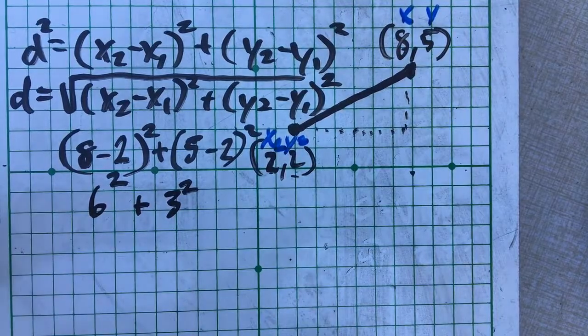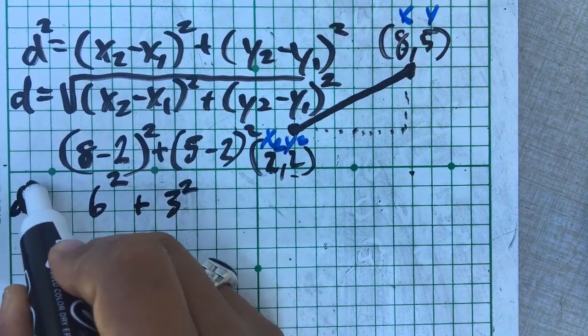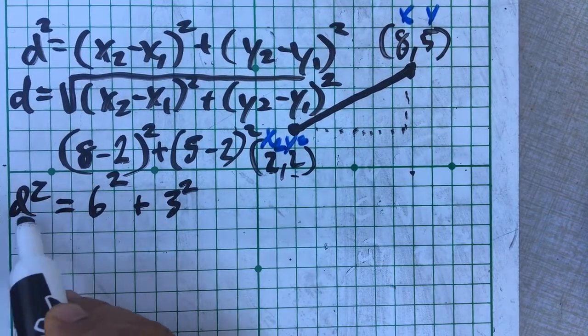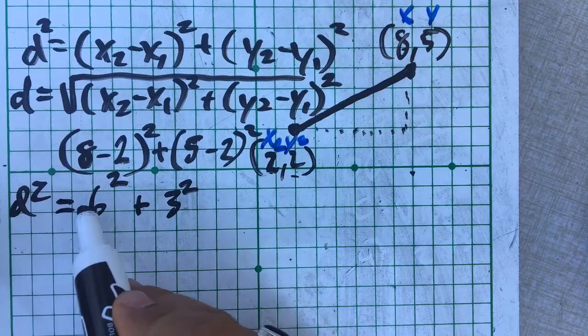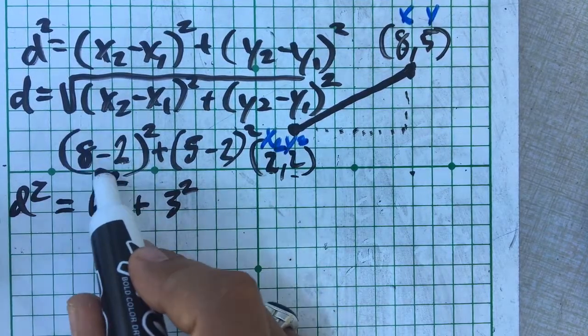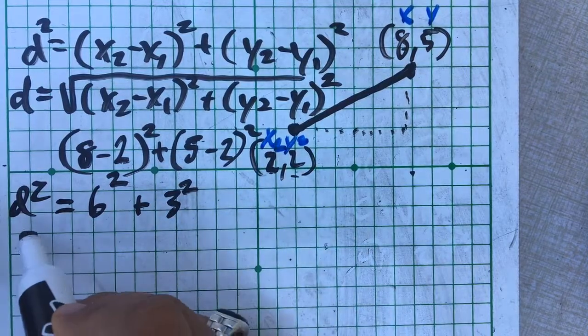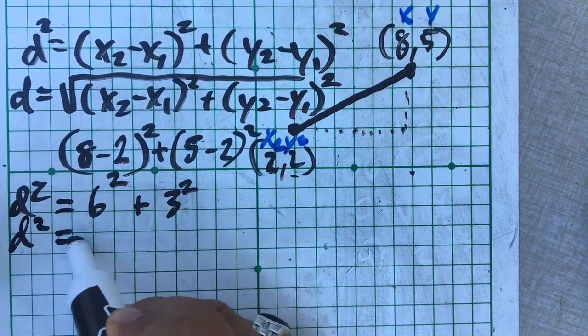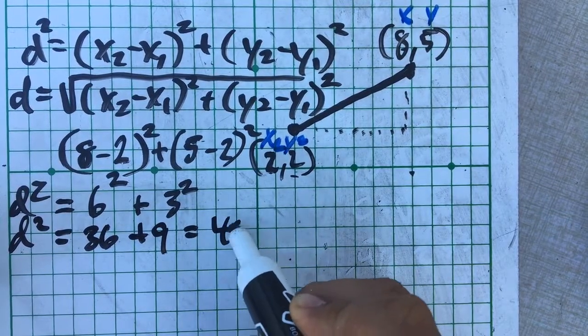Now we're going back to the basics of Pythagorean theorem because this is still d squared. So c squared equals b squared plus a squared. D equals this difference, the change of x versus the change of y. You then add these together. So d squared equals 36 plus 9, which equals 45.